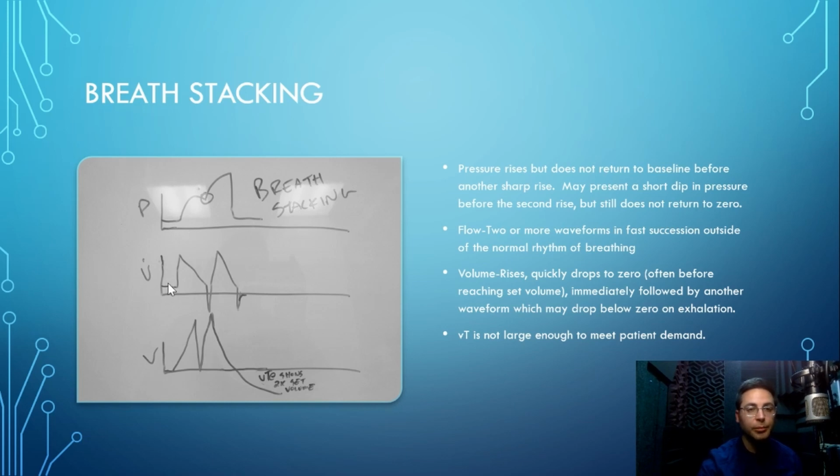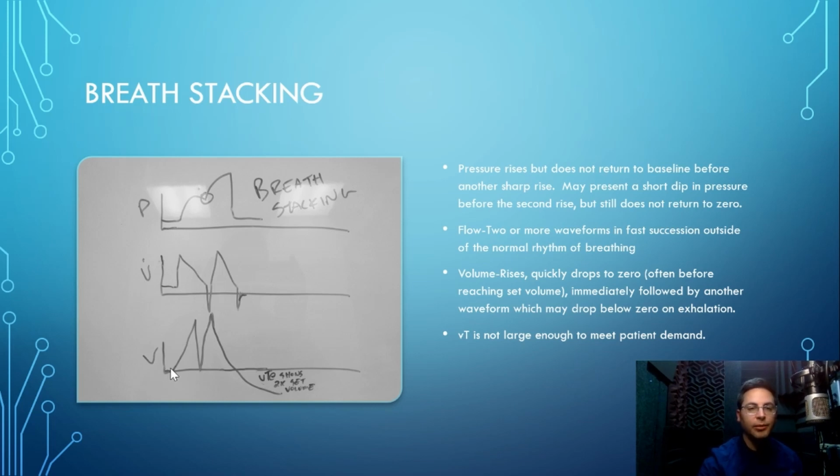On the flow waveform, in conjunction with this, we will see a rapid increase in flow. So this would be in a decelerating flow waveform. But then before it has a chance to reach baseline, there's a very quick negative deflection below baseline, and then another breath is quickly administered here. This is sort of outside of the normal succession from breath to breath.